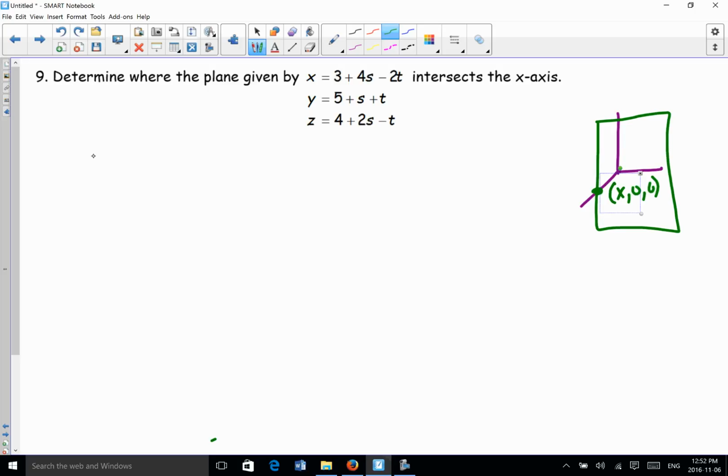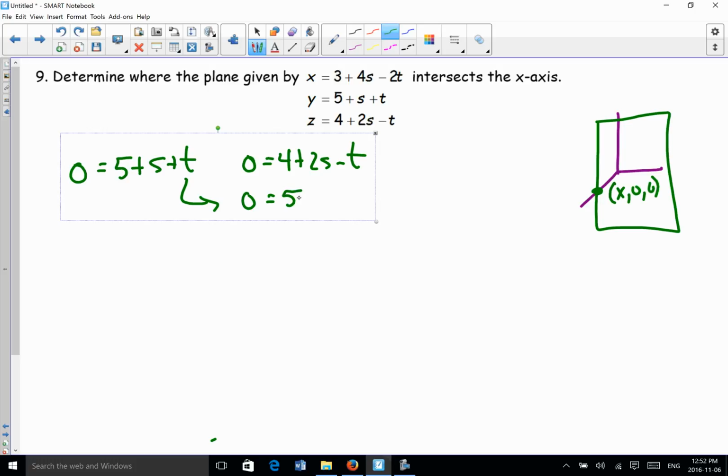So what do I know? I know using the y one, y has to be 0 on the x-axis. So I got 5 plus s plus t. I know the same thing has to be true for the z one. So 4 plus 2s minus t. I'm just going to rewrite this one underneath it so I can use my elimination. So 5 plus s plus t. My t's are opposite signs. We're going to add. I've got 0 equals 9 plus 3s. Or in other words, s is negative 3.